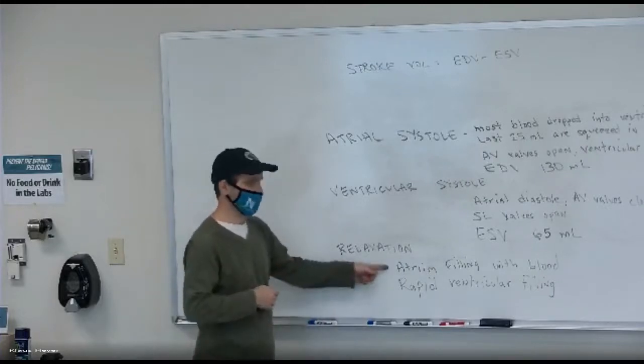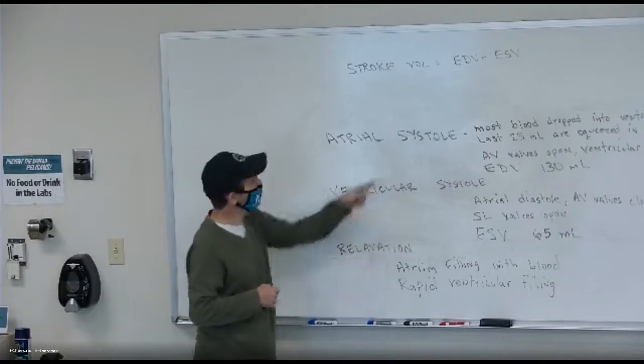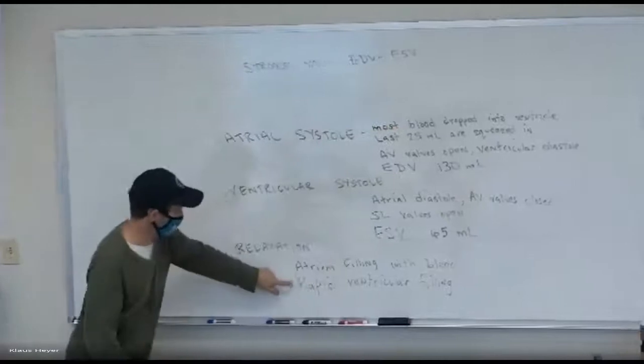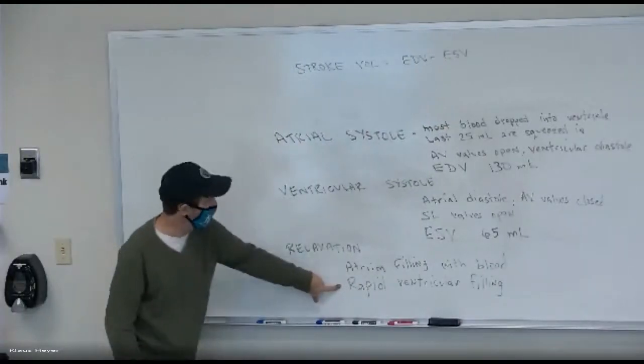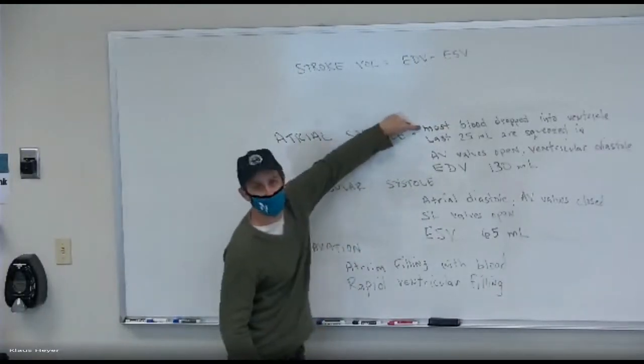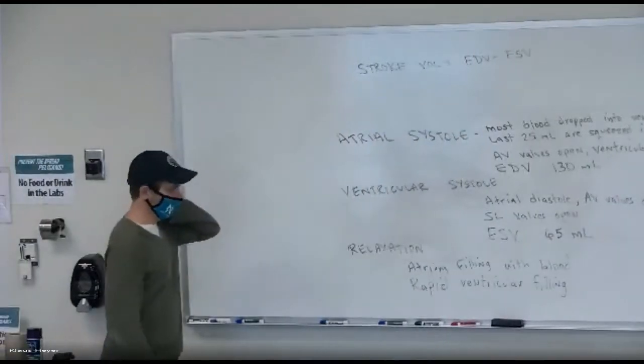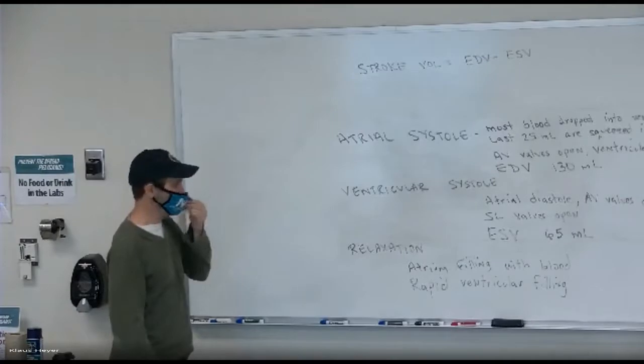The atrium hasn't contracted yet. It will. That's the next step. Right? Most blood dropped into the ventricle. That's what I'm saying here. So this right here is rapid ventricular filling. So we're back to the beginning of the circle.